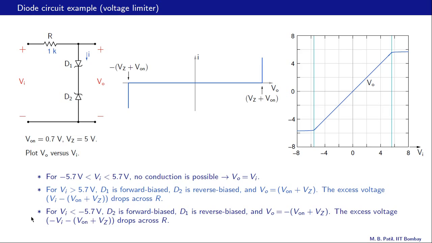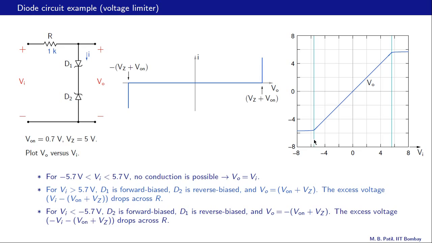And similarly, for Vi less than minus 5.7 volts, D2 is forward biased, D1 is reverse biased, that is it's under reverse breakdown. The current flows like that, and VO in this case is minus Vz plus V on, that is minus 5.7 volts, and that is shown in this part of the graph. Once again, the excess voltage, that is the difference between Vi and minus 5.7, drops across R.